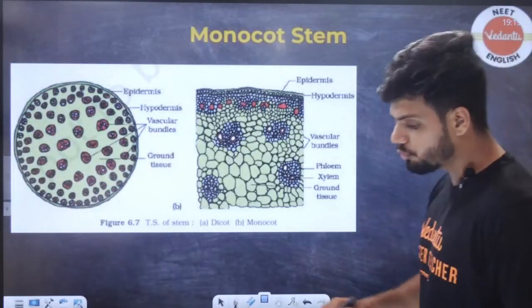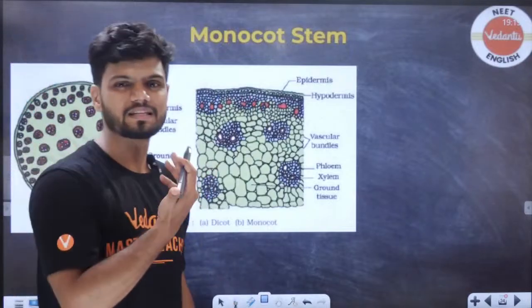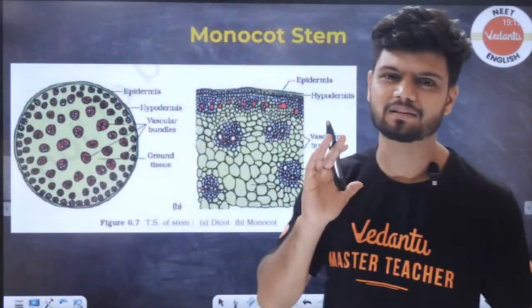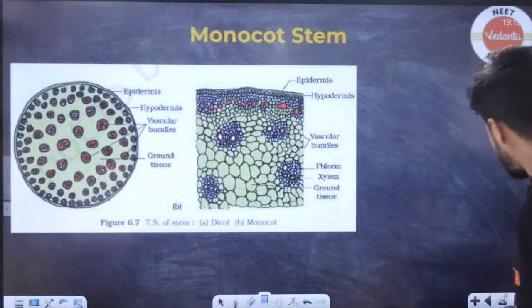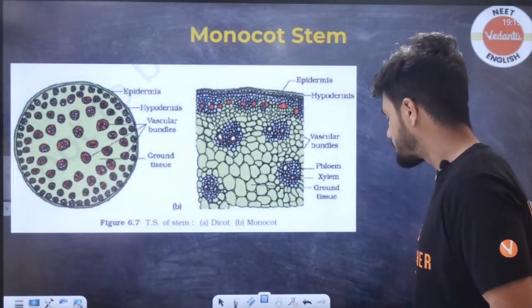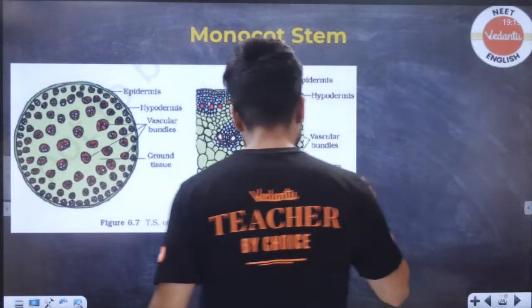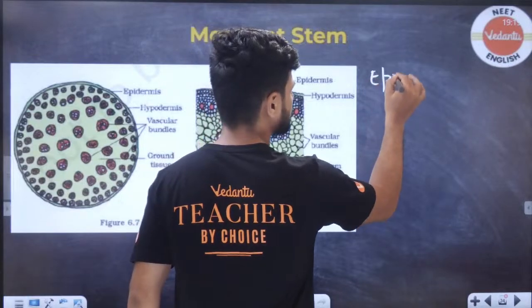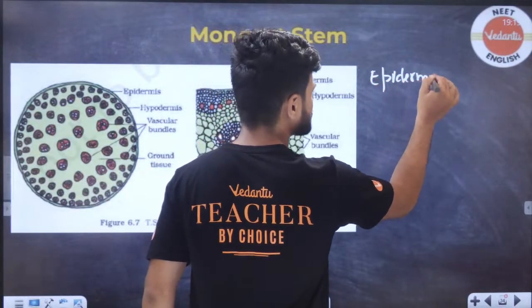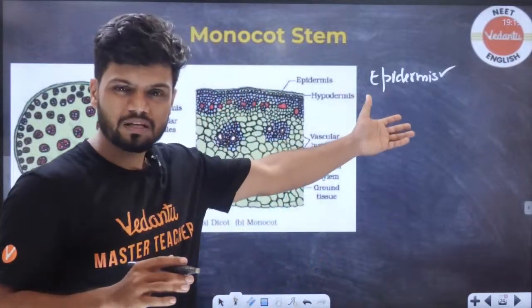Okay. Now, if you learn the dicot stem, monocot stem is very easy. Students, I'll show you after this. Monocot stem is very, very easy to understand if you understood dicot. Why? Because in the case of your monocot stem, epidermis is the same, almost same to same as dicot.